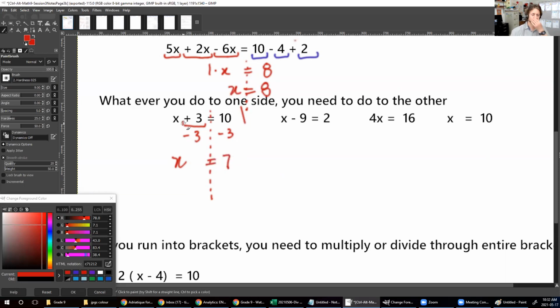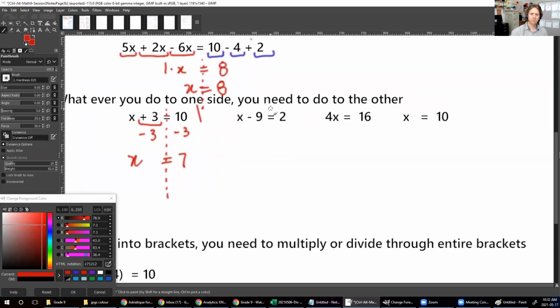And that's how you do these questions. So you look and say, okay, how do I get rid of it from one side? I'm going to do the opposite of how it's connected to the x. And then I have to do it to the other side. We're going to do a bunch of these examples. I just want to do this as a primer here. I've got one of the basics for each of these.